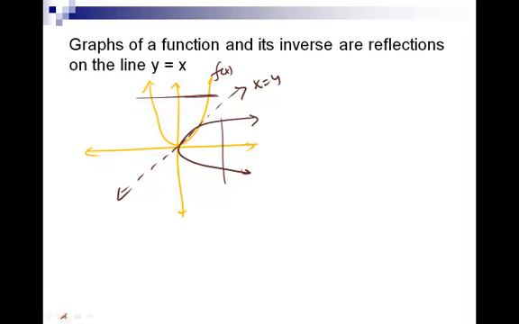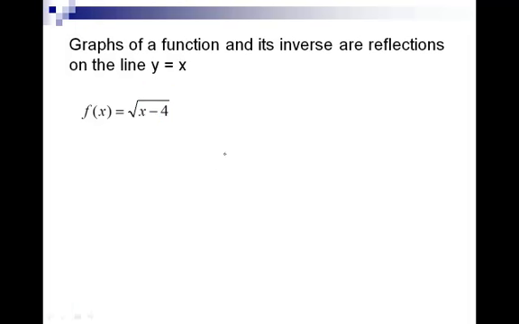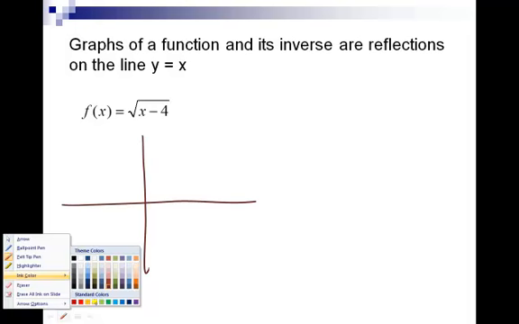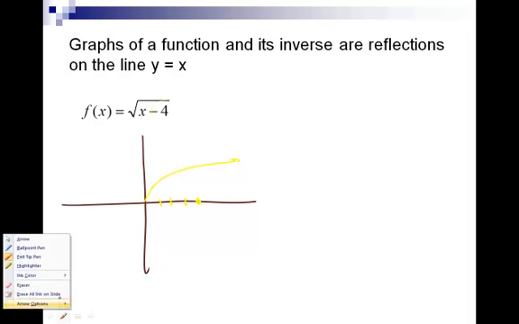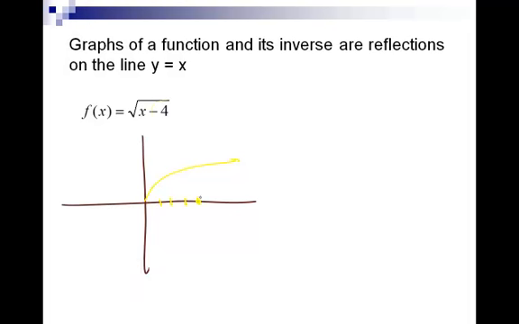So let's take a look at this function, the square root of x minus 4. We should know that when we graph this, I'm going to do a parent function real quick. This would be the square root of x. When I do minus 4 inside, that means I'm going to the right 4. So 1, 2, 3, 4. This would be my function for f of x.